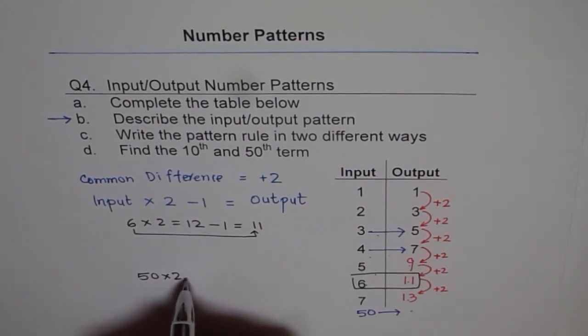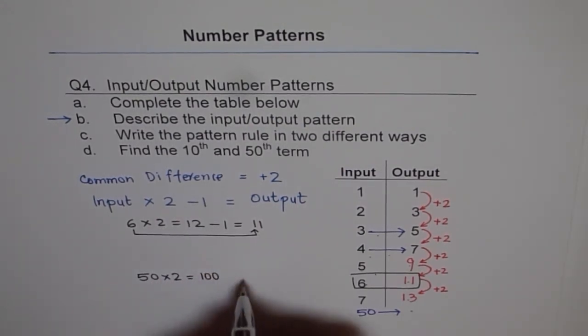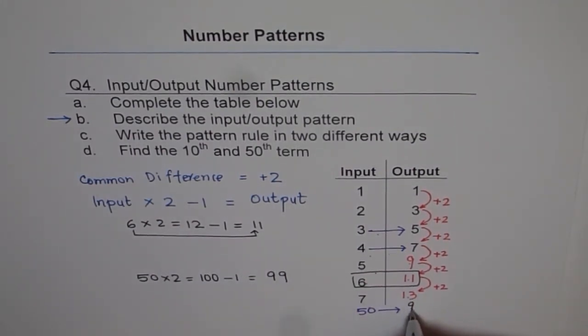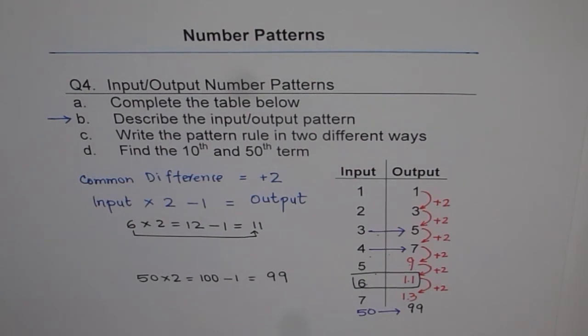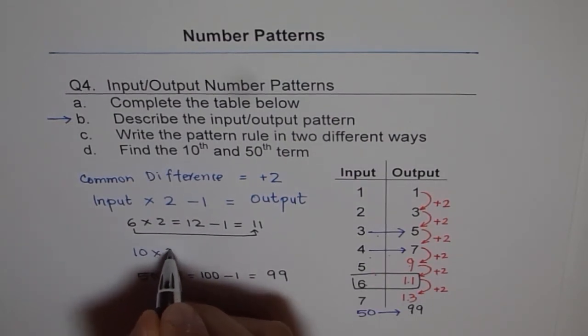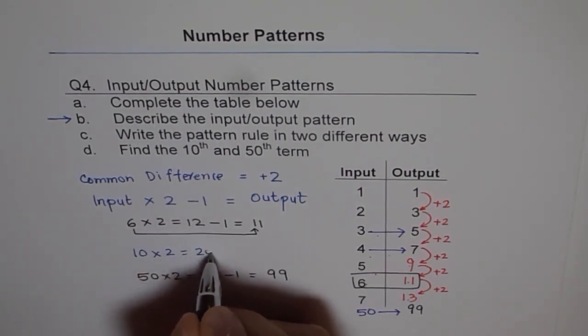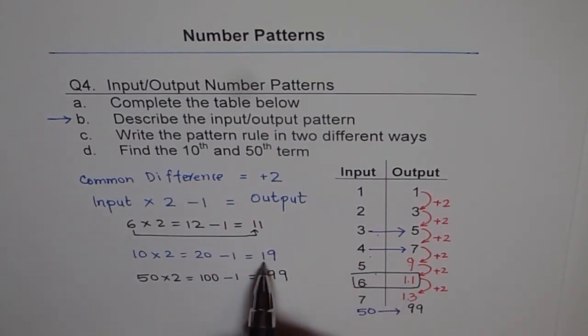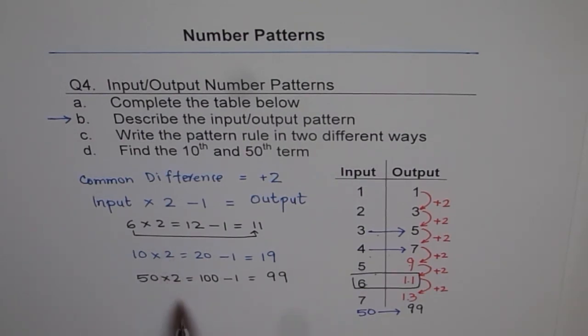And then for 50, what should be the answer? 50 times 2 is 100. And what is 100 minus 1? 99. So here we should have 99. Do you see that? Can you tell me the answer for the 10th term? For the 10th term, it should be 10 times 2, which is 20. And then minus 1 will give us 19. So that is the answer for the 10th term. Do you see that? So I gave you answers for all the questions.